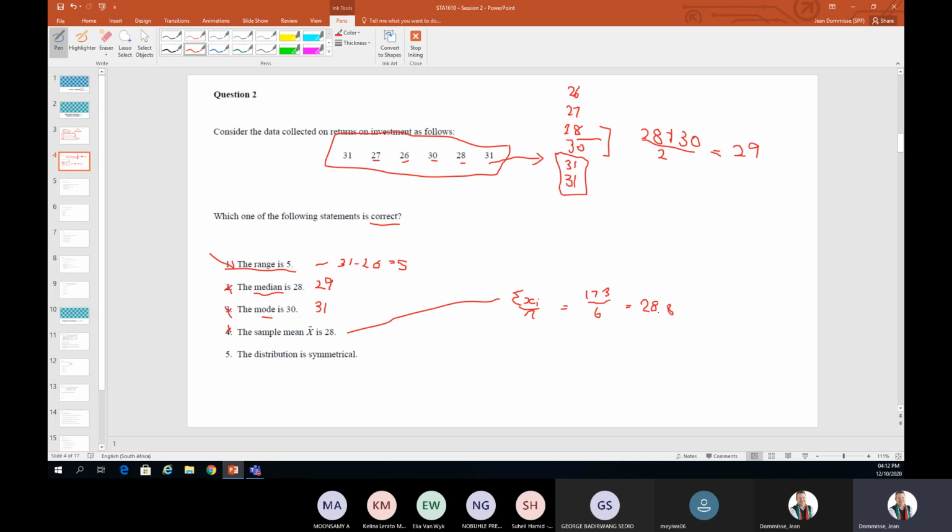The distribution is symmetrical. Nearly in the first one we saw that for it to be symmetrical, your median, mode, and mean need to be the same. It isn't. So we know that your distribution is not symmetrical, and we could have eliminated that as well. But in the exam, you can get the first one and don't work out the rest, because you need the one that is correct.